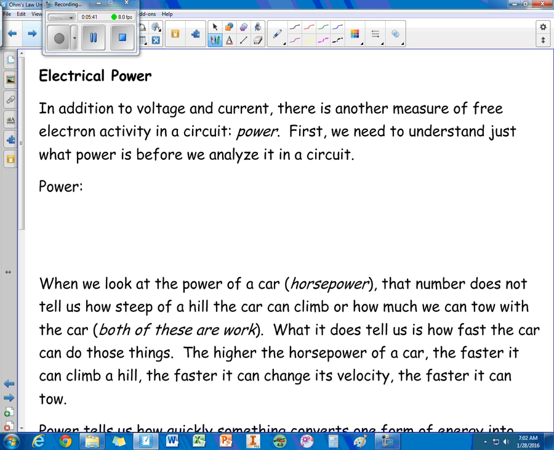Another important term is electrical power. So in addition to voltage and current, another measurement of the free electron activity in a circuit is called power. Now we need to begin by first understanding, what exactly is power. So a definition, power is the rate at which one form of energy is converted into another.